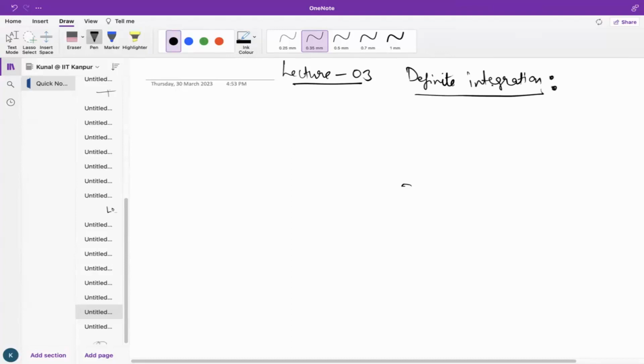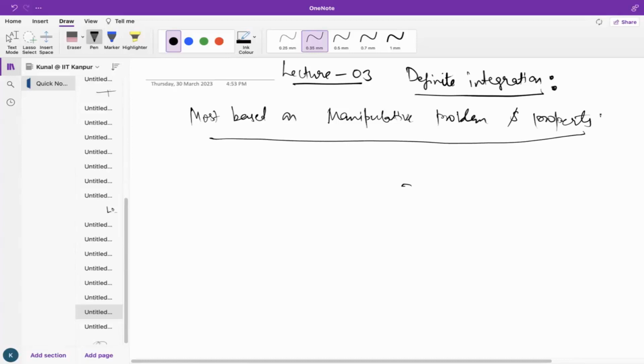So what we have to do here is mostly based on manipulative problems and properties, like how to manipulate the given integrand in given limits, where the upper and lower limits are given. This is what we have to learn before going to the tougher problems and the properties as well. So let's move on to the problems.